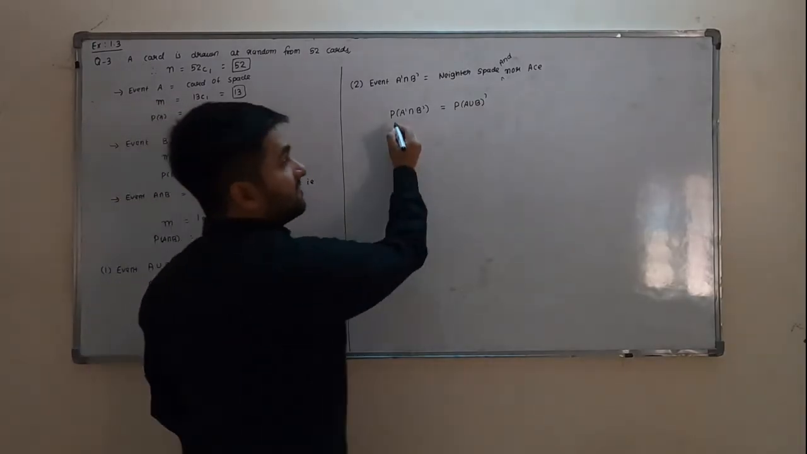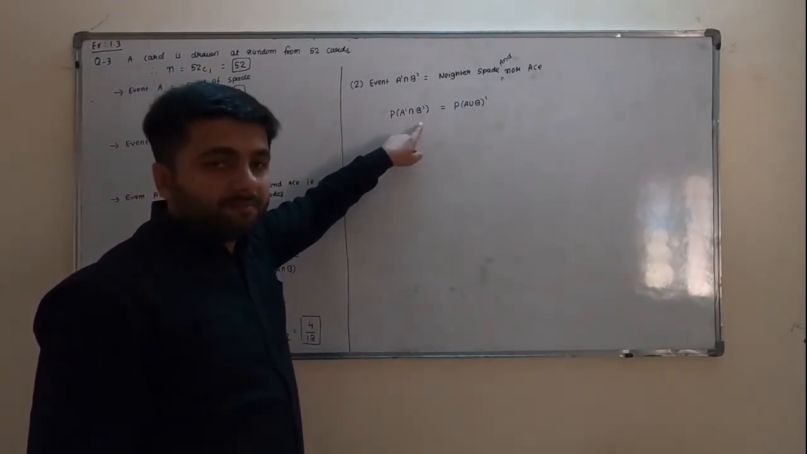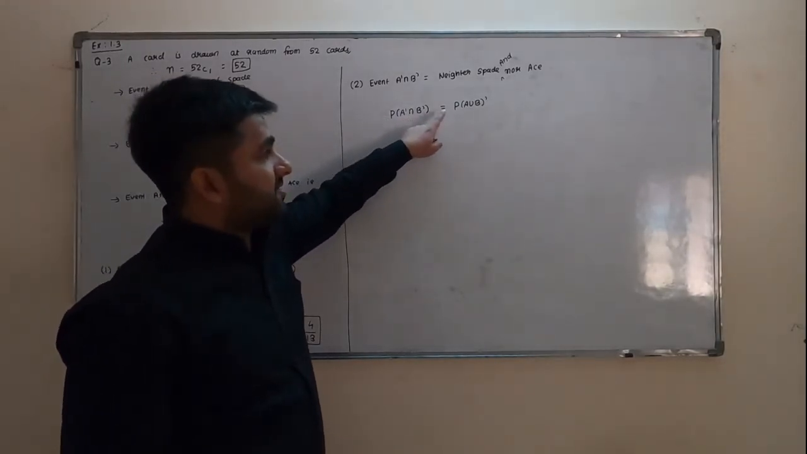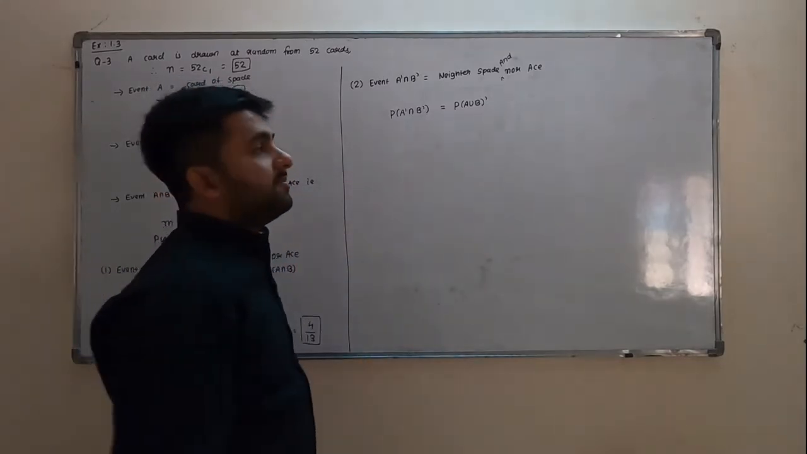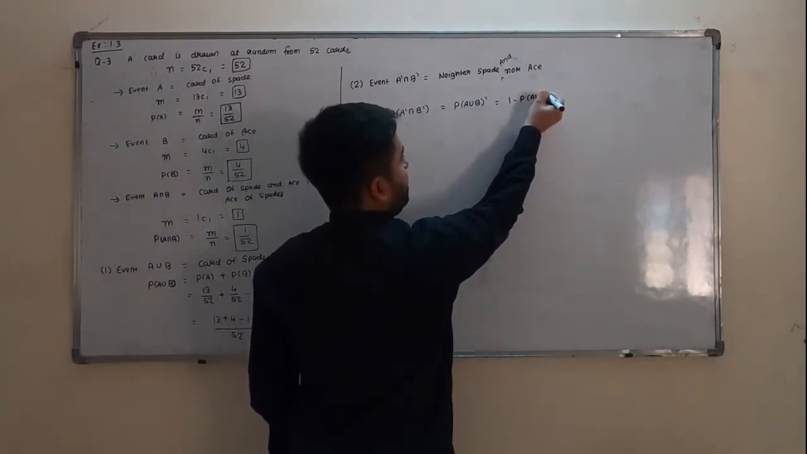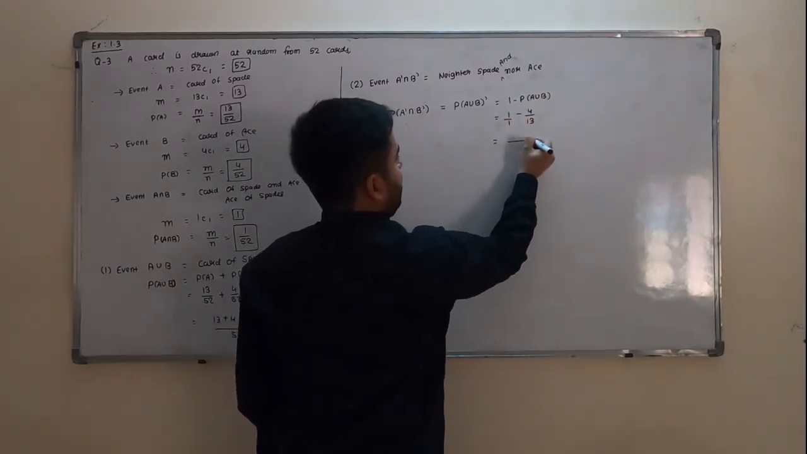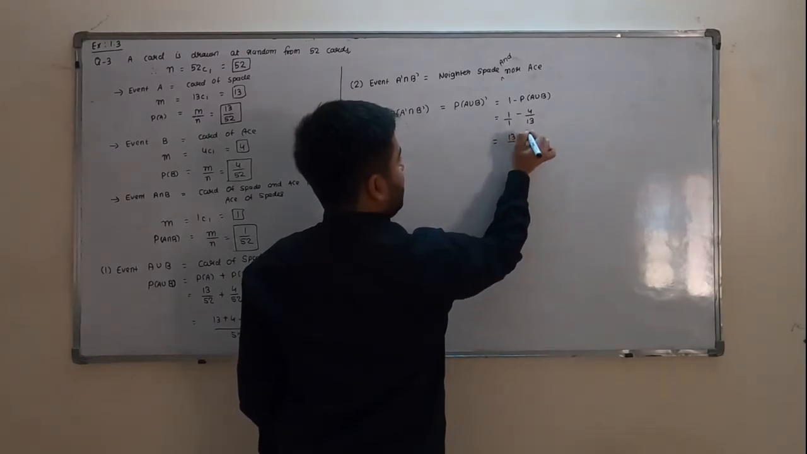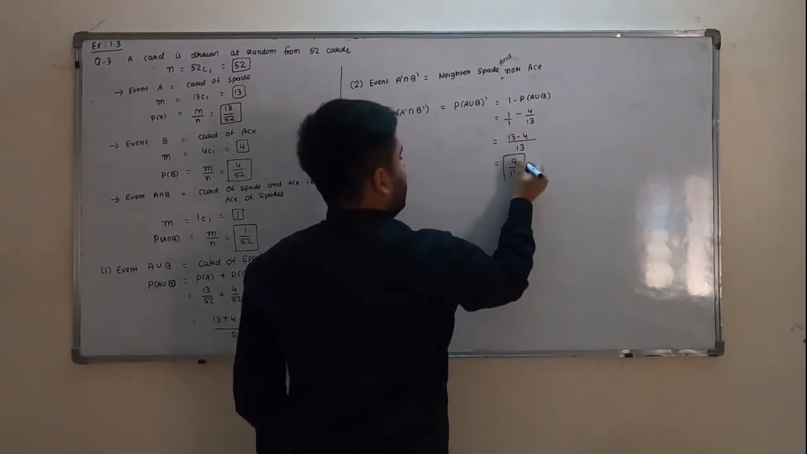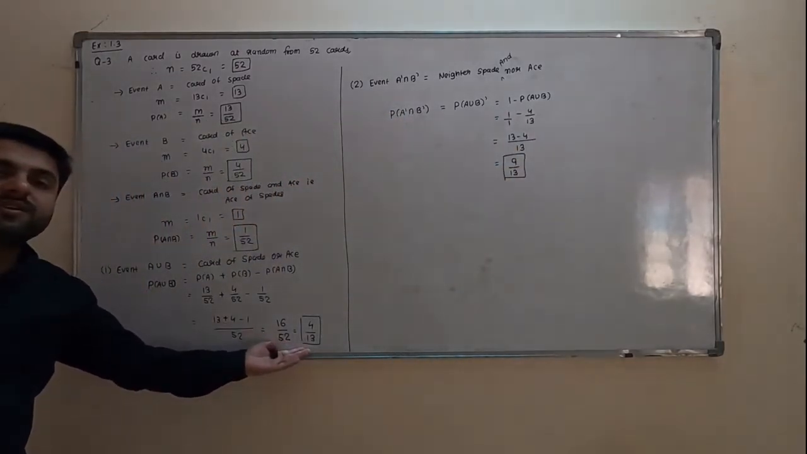Now this thing is very important to note, that when both are complementary, intersection will become union and a complementary will become outside, and this is equals to 1 minus P of A union B. So 1 minus 4 upon 13. 13 ones are 13, 13 ones are 13, 4 ones are 4. So the answer is 9 by 13. And why am I making 4 by 13? Because the value of P of A union B, you should know it is 4 by 13.